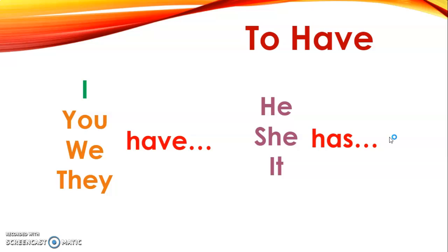But here I have one exception for this rule. Pero aquí tenemos una excepción a la regla. To have. Si lo recuerda, el verbo tener. ¿Ok? I have, you have, we have, they have. Yo tengo, tú tienes, nosotros tenemos, ellos tienen. For the third person, para la tercera persona, quedaría he has, she has, it has. Él tiene, ella tiene, esto tiene. Okay?